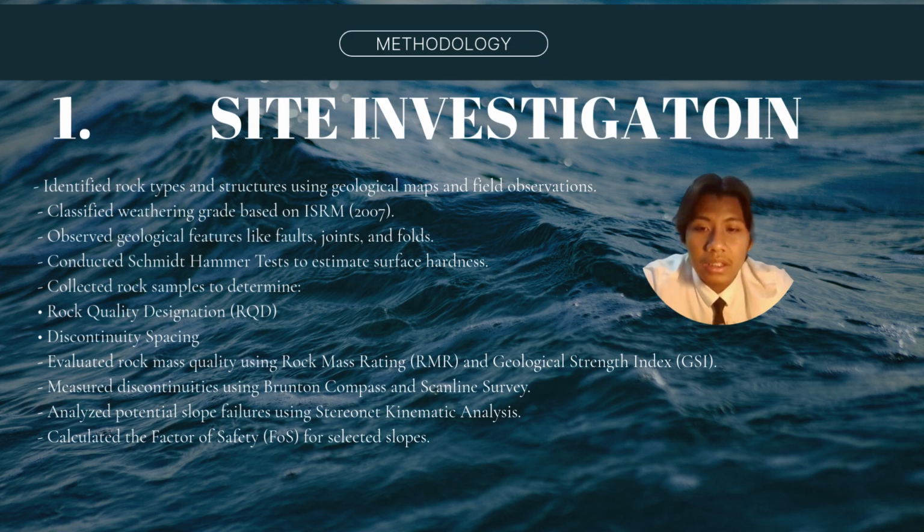Number five is evaluate rock mass quality using RMR and JSI. Number six is measure discontinuities using Brunton compass and scanline survey. Number seven is analyze potential slope failures using stereonet kinematic analysis. And number eight is calculate the factor of safety for selected slopes.